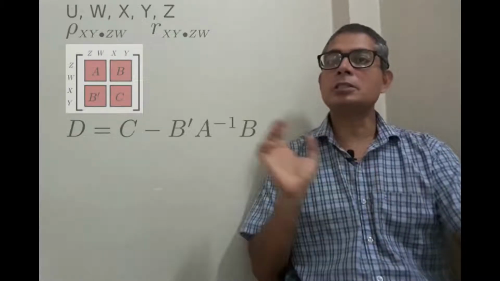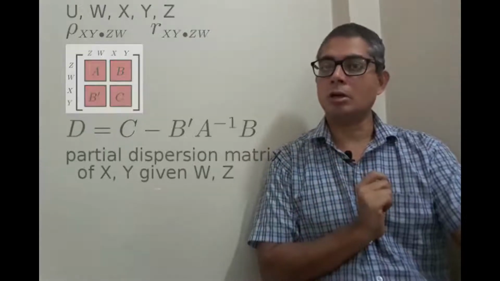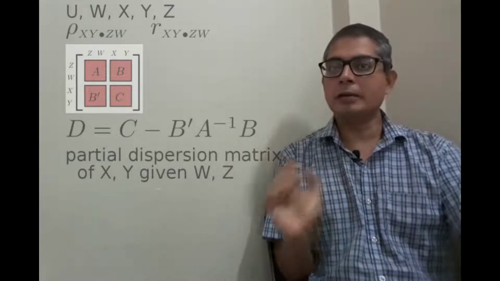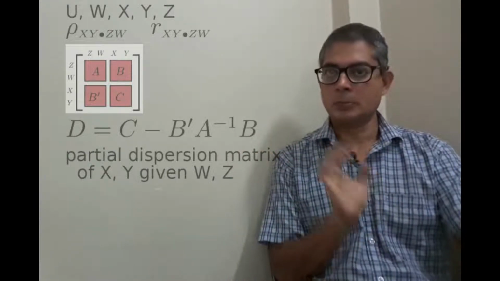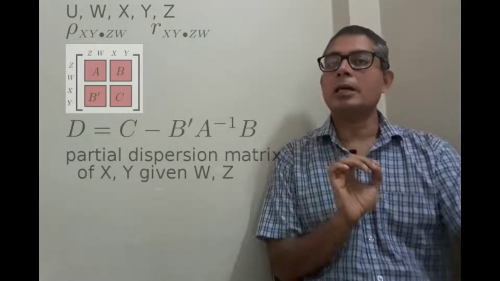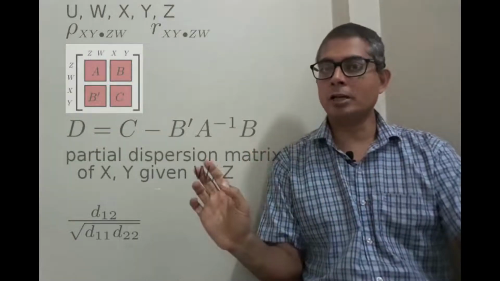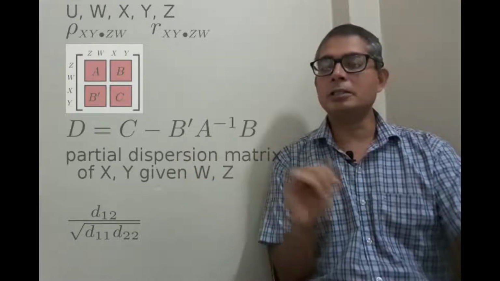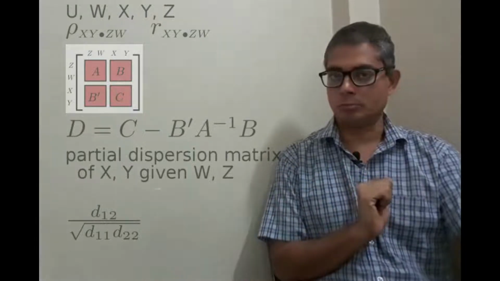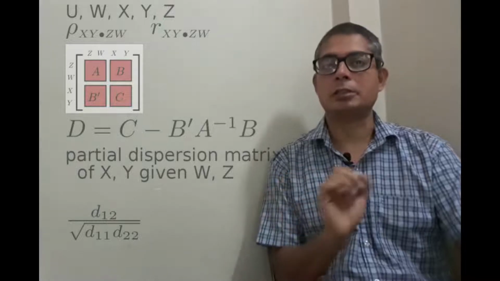Then the matrix D, which is C minus B transpose A inverse B, is called the partial dispersion matrix of x and y given z and w. This is a 2 by 2 matrix. Treat this as your dispersion matrix and compute correlation based on it. That is, you take the off-diagonal element of it, d12, divided by the square root of the product of the diagonals, d11 and d22. This quantity will be your partial correlation.